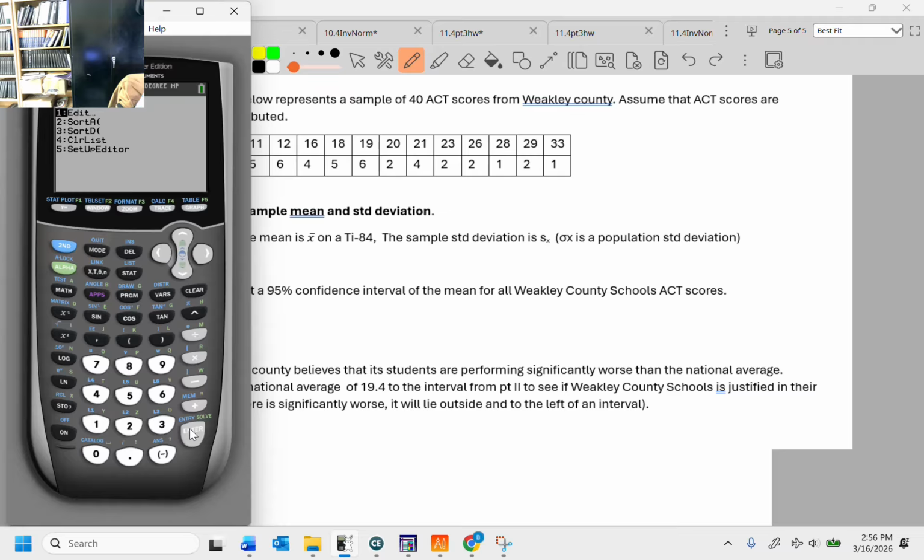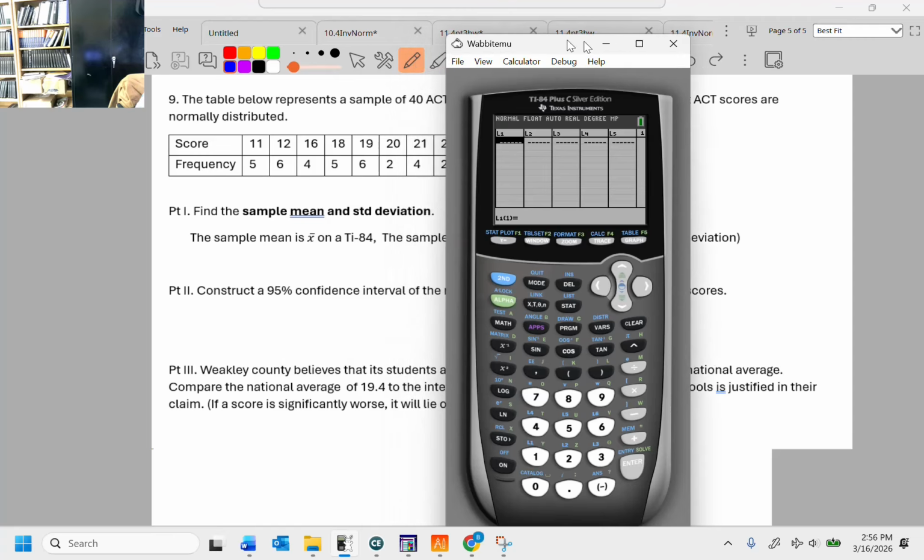Let's see, we're going to go stat edit. None of you are going to play along. You're just going to pretend you know what you're doing, right? You should always play along. It's hard enough when you're not pushing buttons.